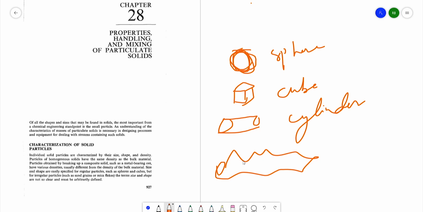So we have to define one number so that we can say the shape of this is this, right? We have to define something clearly. That is the purpose of this topic.